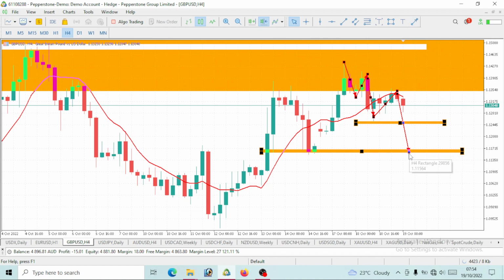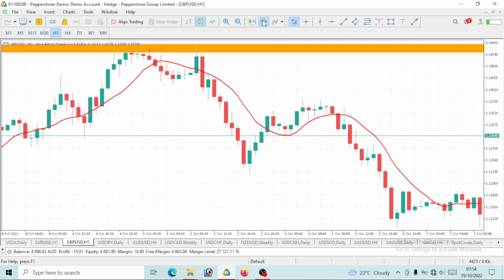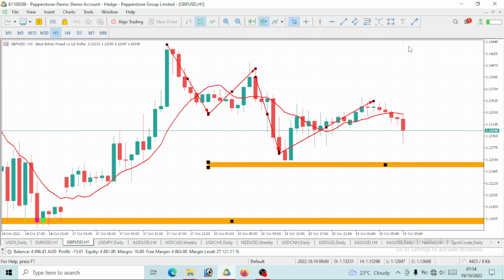So we would want to see this price drop to this level before we can see any meaningful pullback on this GBP USD. So GBP USD on the 4-hour time frame, we are now on a bearish move, so it is time to enter the short position. And same thing with the 1-hour time frame. Basically on the 1-hour time frame, we are still on a bearish move on GBP USD.